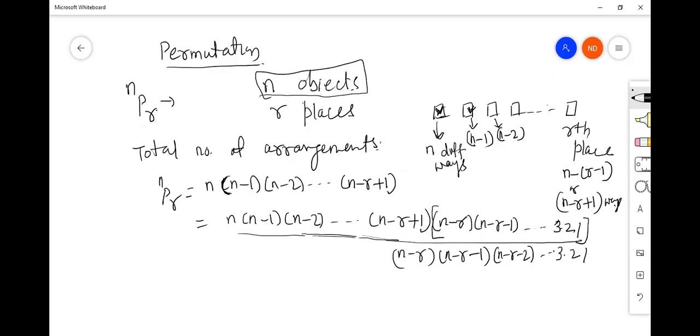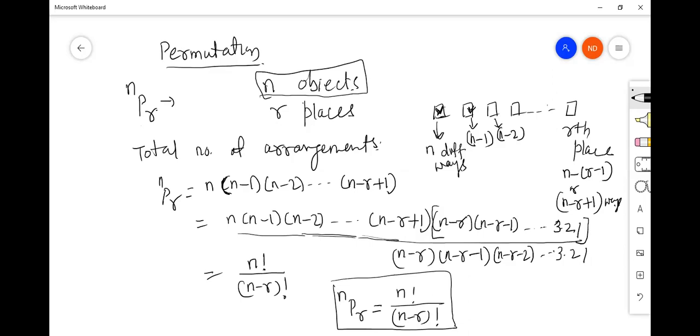Now look at the numerator and denominator. The numerator is from n till 1, or you can say 1, 2, 3 up to n, which gives us factorial n. And in the denominator, 1, 2, 3 up to n minus r, so it is n minus r factorial, right? So what you can conclude from here is that nPr, permutation of n objects taken r at a time, is given by factorial n divided by factorial n minus r. Okay, I hope it is clear.